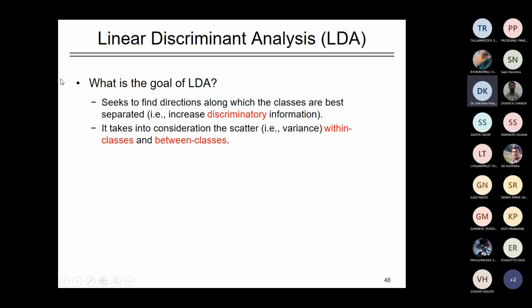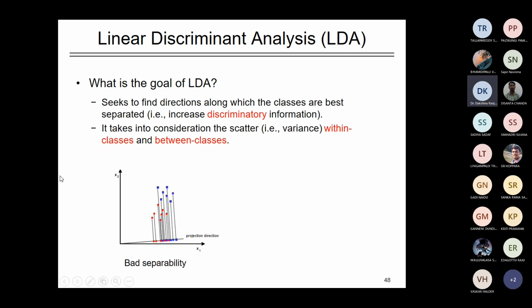Now, to get rid of this problem, we can consider another dimensionality reduction technique, which is known as linear discriminant analysis. As we know, principal component analysis maximizes the variance along principal components, but linear discriminant analysis maximizes the separability between different classes.